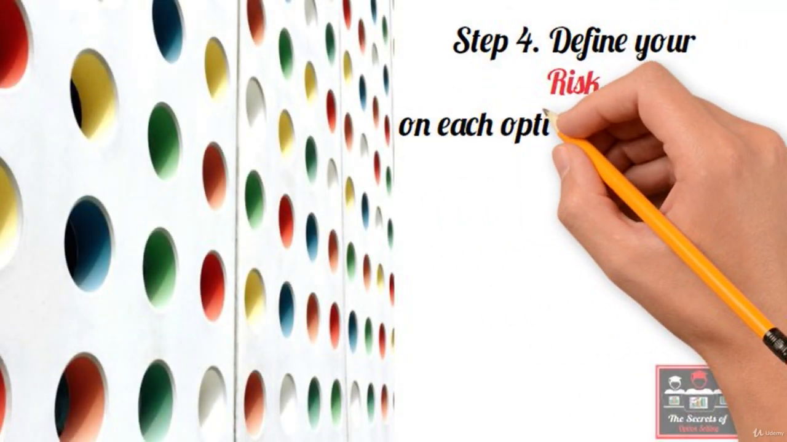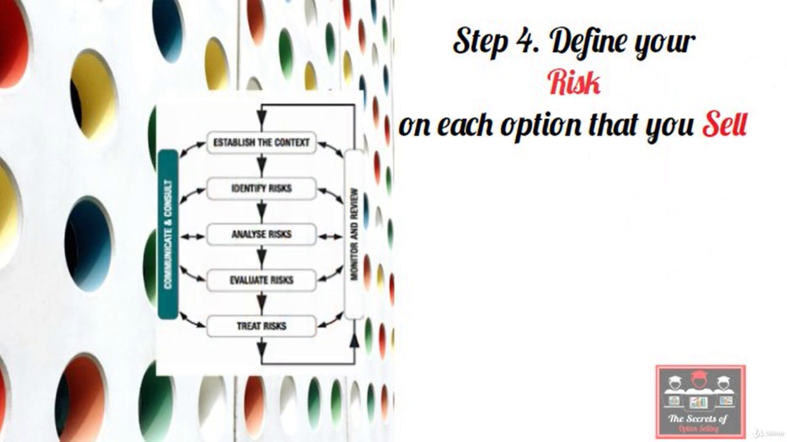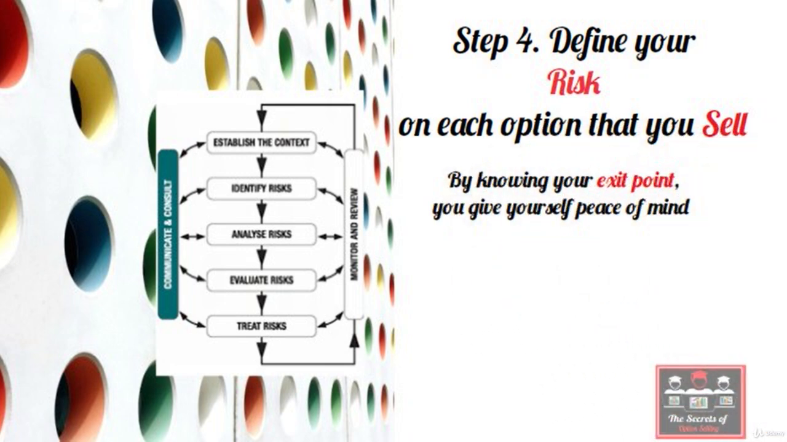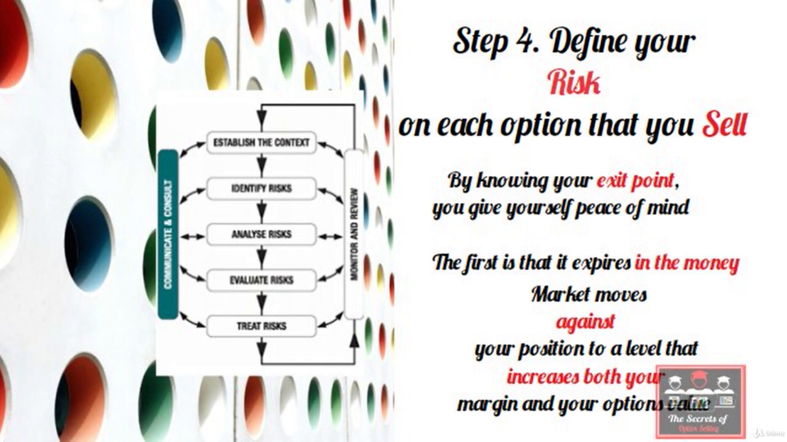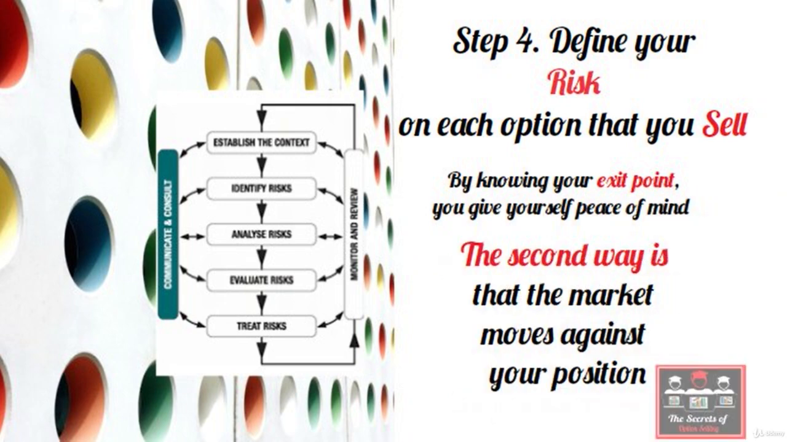Let's discuss step 4, that is, define your risk on each option that you sell. This action is likely self-apparent if you have ever traded anything in the past. While selling options is different in many ways from most other investments, this aspect of it remains constant. By knowing your exit point, you give yourself peace of mind. There are two ways to lose on a naked option. Because the first is extremely unlikely and in fact totally preventable, we should most worry ourselves with the other way. The other way is that the stock goes against your position to a level that raises both your margin and the cost of your option. At that point in the reckoning, you want to close the position.